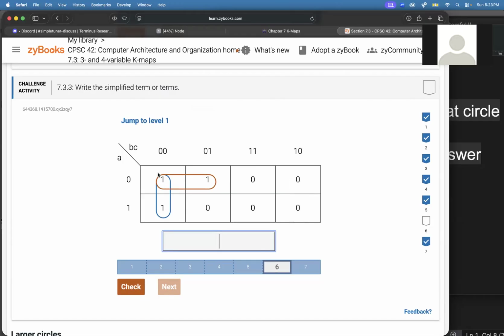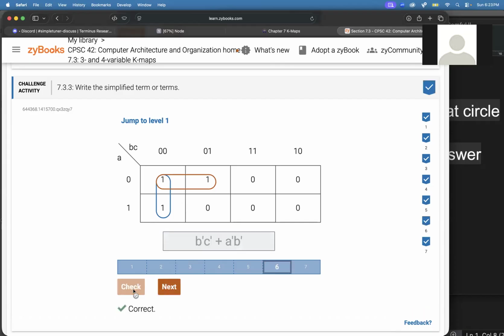So we've got 2 circles here. So we'll do the blue circle first. So blue circle, A is changing, but BC is just 0, 0. So that's not B, not C. And then in the orange circle, what doesn't change? Well, A is 0 in this circle. So that's not A. B is 0. So that's not B. C changes. So we don't write it. There we go. All right.